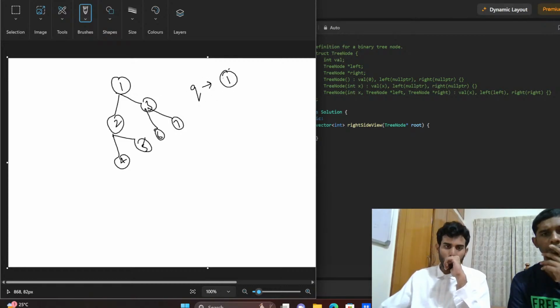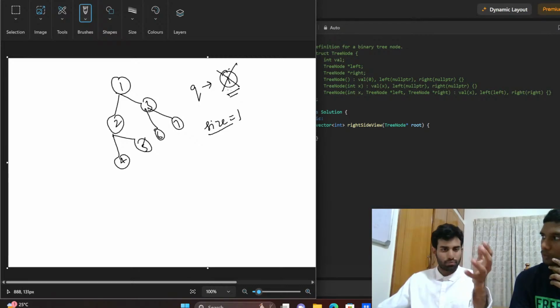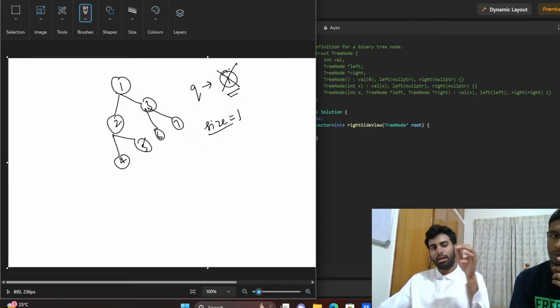Then what would we do? We would see how many nodes are there in this queue. We would find out the size of this queue. In this case, the size is 1. There's only one node in our queue right now. Then we would run a for loop for size number of iterations, and we would pop out this element from the front of the queue, and then we would check if this element has a left and right node. In this case, it does, so 2 and 3 would be pushed, corresponding to the left and right nodes of the node 1.